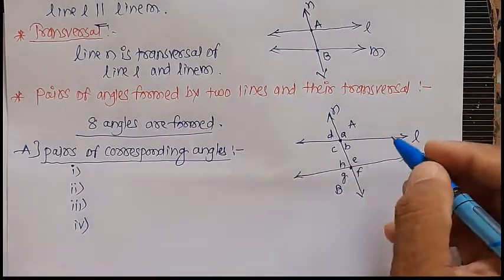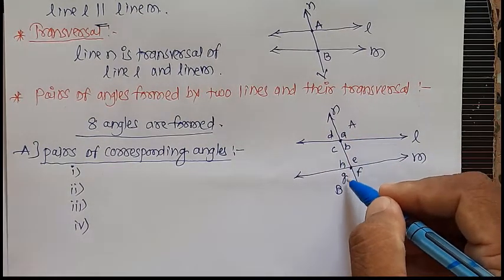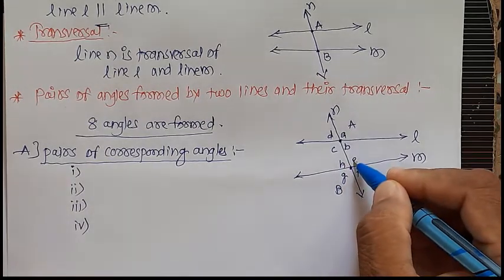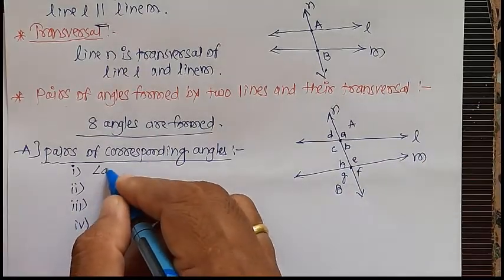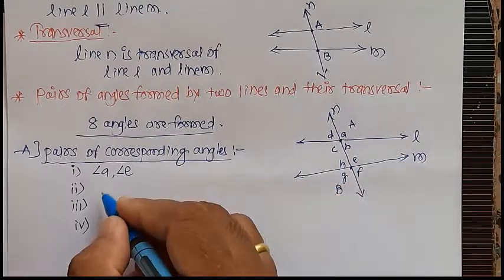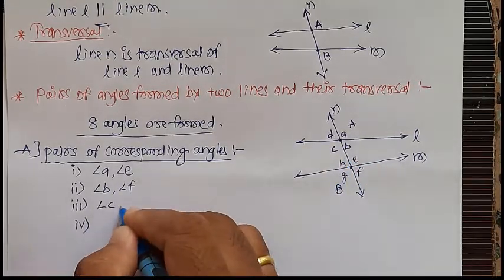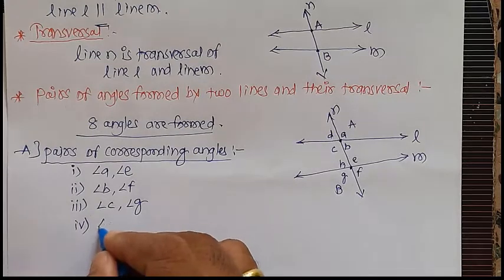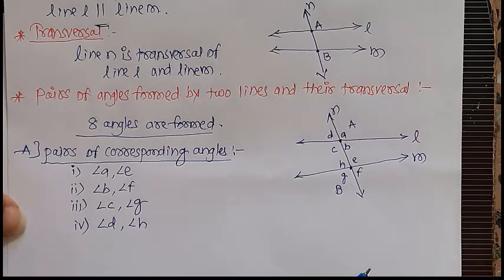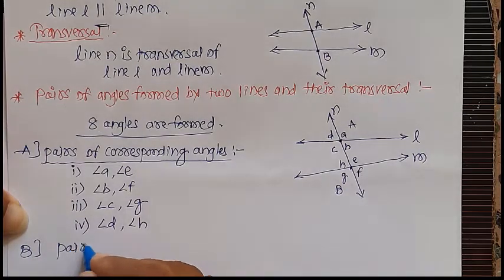So how do we take these? If you take angle A, then its corresponding angle is taken at the second point B, so we take angle E. So angle A and angle E is the first pair of corresponding angles. Then angle B and angle F, then angle C and angle G, and angle D and angle H. So like that we obtain 4 pairs of corresponding angles. Then the second is pairs of interior angles.